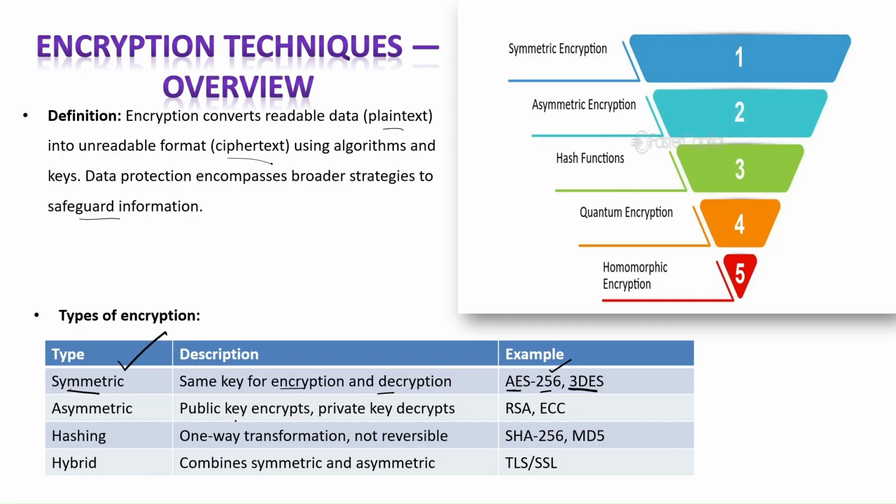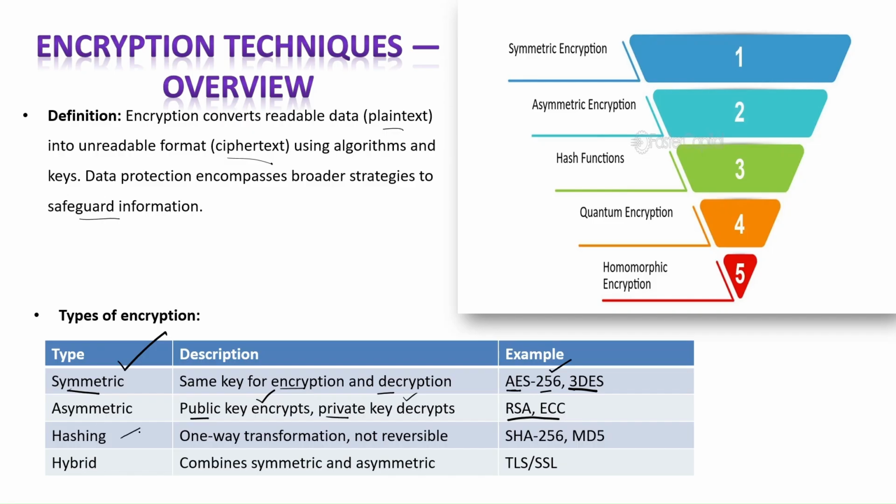Asymmetric is also known as public key encryption. So in this case, we have two different keys, one public key and one private key. So if you encrypt with one key, you can decrypt with the other. For example, if the public key encrypts, the private key decrypts, and vice versa. If the private key encrypts, the public key decrypts. And examples of asymmetric encryption include RSA and ECC.